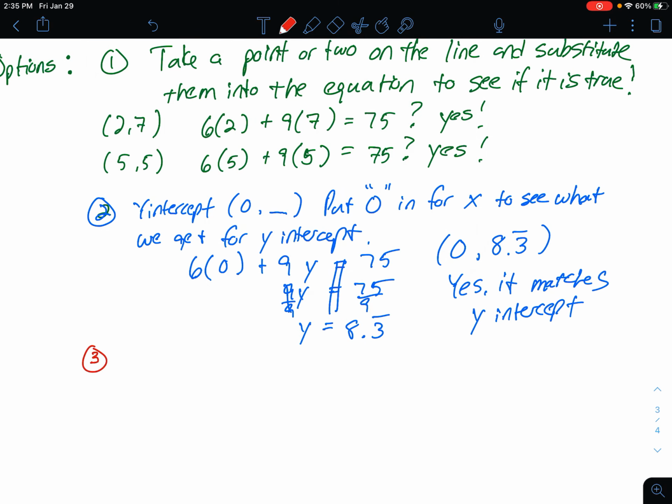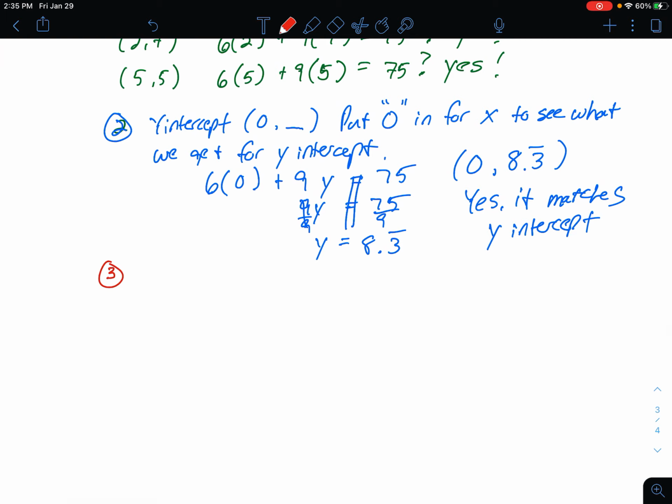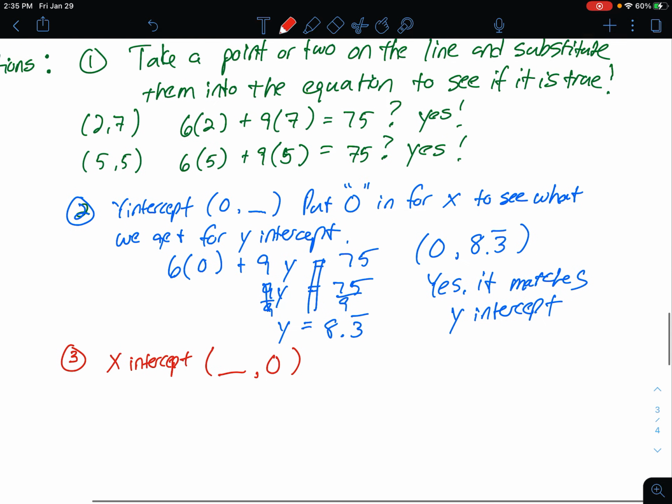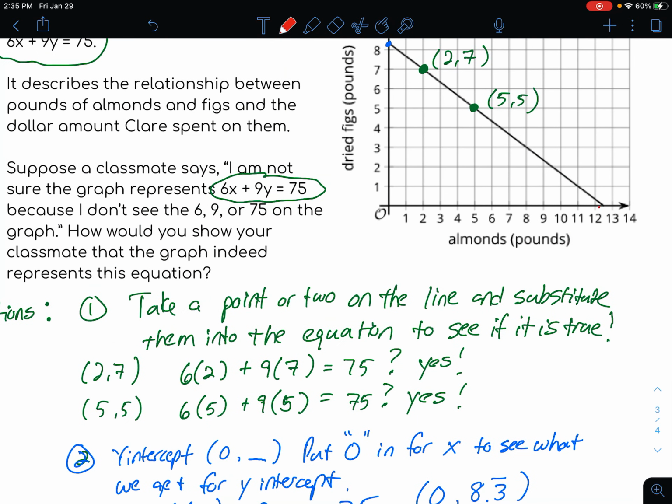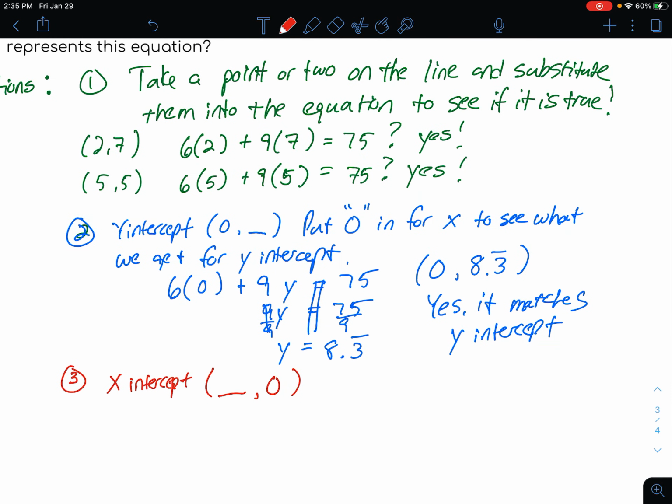All right, as long as we talked about y-intercepts, let's talk about x-intercepts. So if we talked about x-intercepts, that's another option. An x-intercept is always going to have a y value of 0. It's kind of like the opposite, right? Because if you think about this x-intercept, which by the way is a little bit over 12, it's got 12 point something, 0. So we could put 0 in for y to see what we get for the x-intercept.